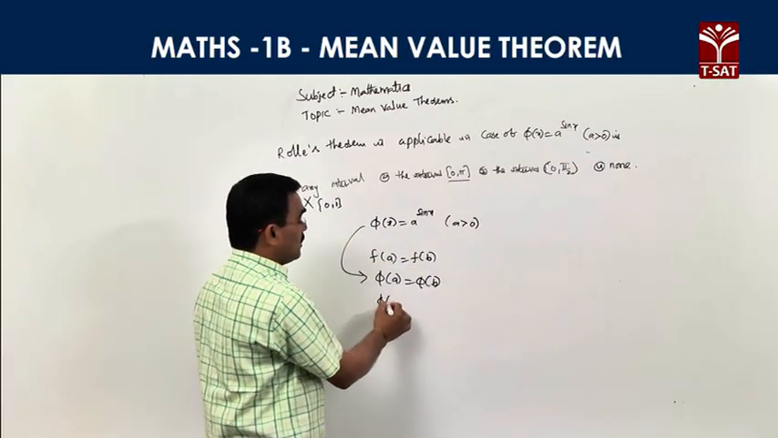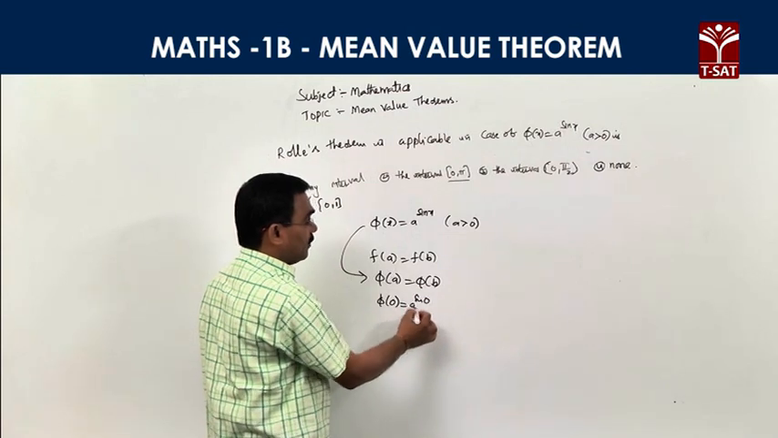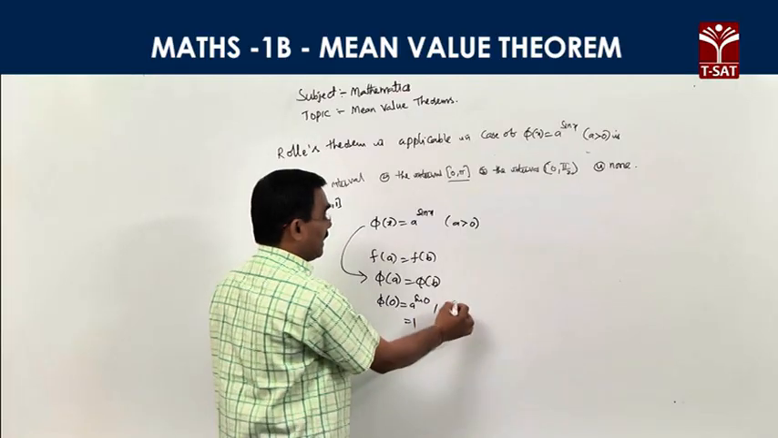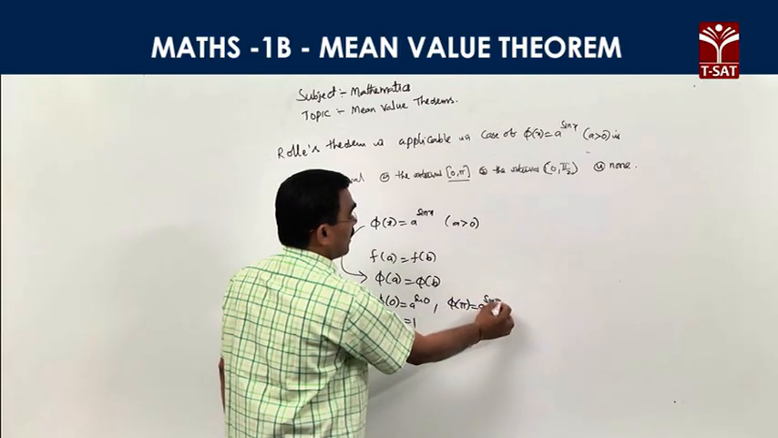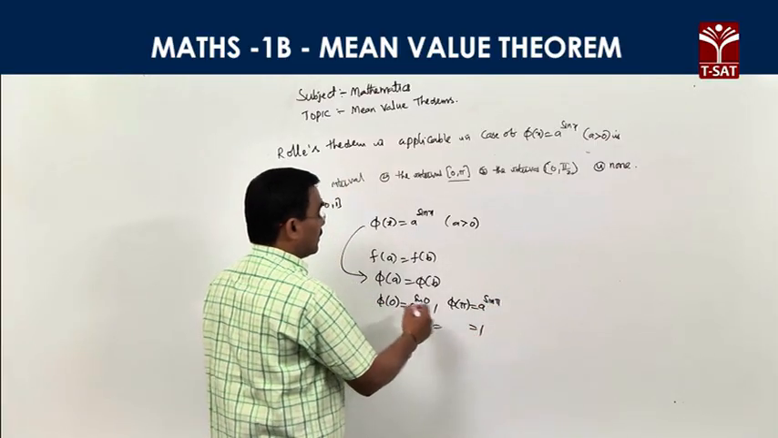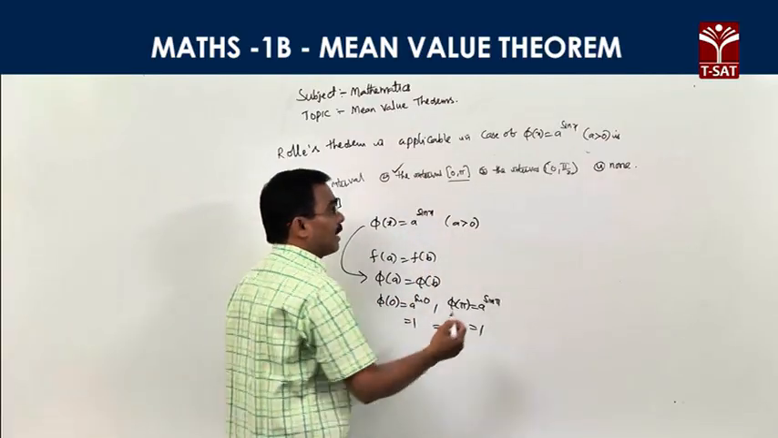Here, f(0) is a power sin 0. Sin 0 is 0, and a power 0 has the value 1. And f(pi) is a power sin pi. Sin pi is 0, and a power 0 value is also 1. Both are equal. That's why Rolle's theorem is applicable in the closed interval 0 comma pi.